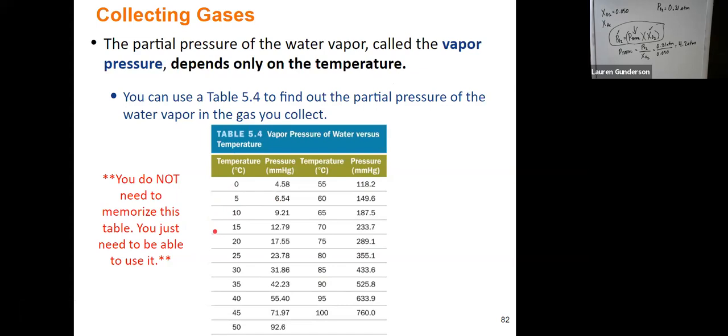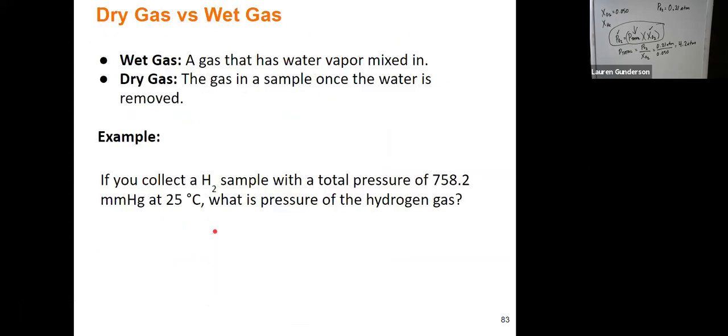to use this table so that you can subtract the vapor pressure from the total pressure of gas that your sample is collected in. When we say the term wet gas, that is a gas that has water vapor mixed in with it. And a dry gas is your isolated sample. So it's the gas once the water is removed.